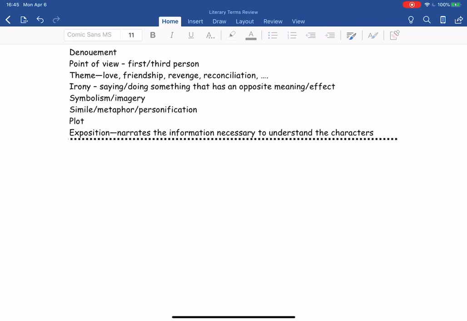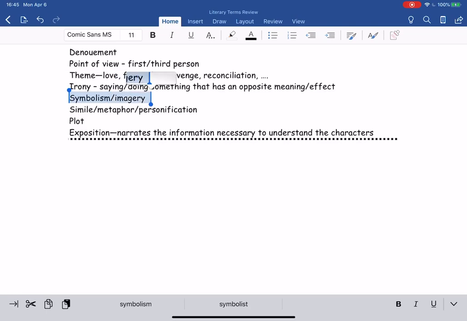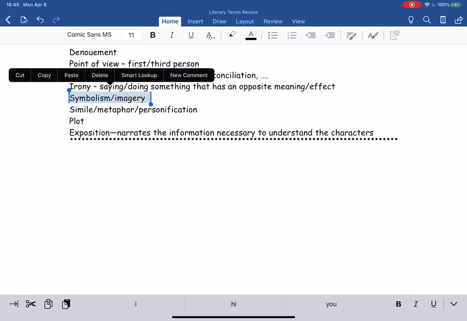Irony. Irony is saying or doing something that actually has the opposite meaning or effect of what you want it to be. Symbolism or imagery is mental pictures. In other words, the way that symbolism would be a meaning that goes beyond the literal meaning.